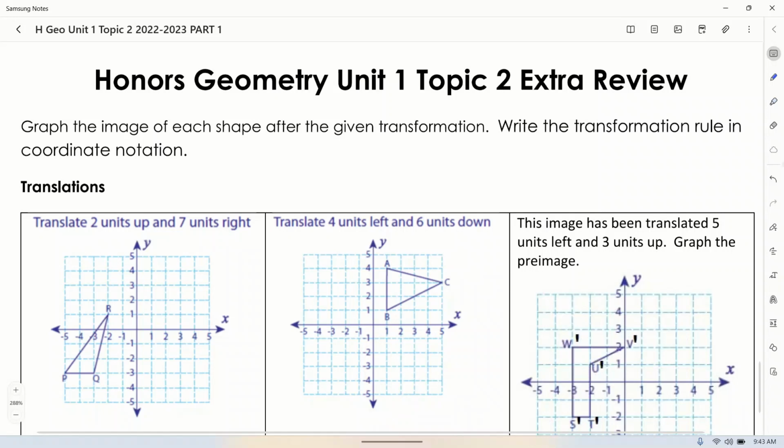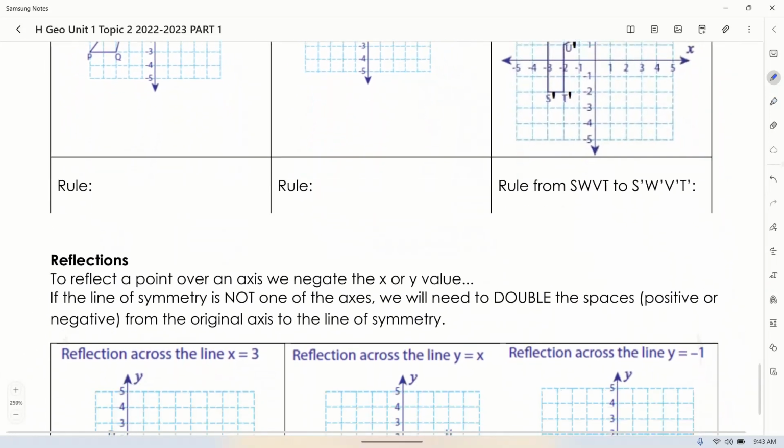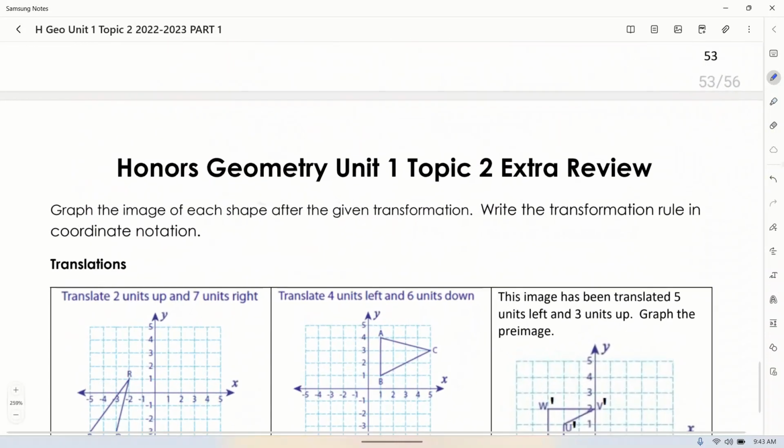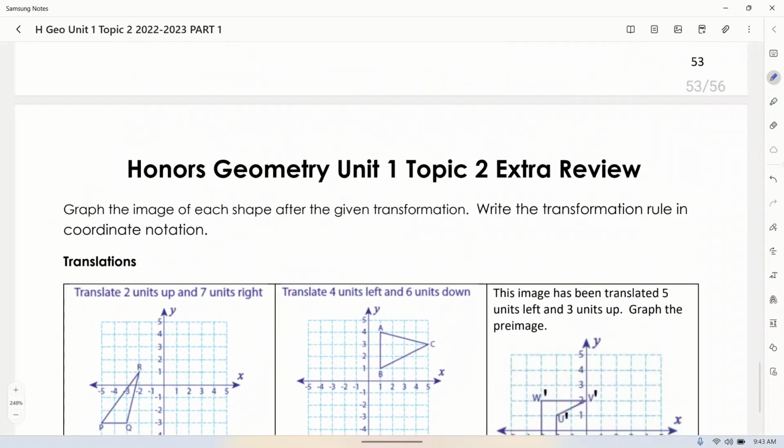Okay, so today we're going to look at topic two's extra review. That's on page 54 and 55. What you'll notice is that we have translations, and then we have reflections across x equals 3, y equals x, and y equals -1. Before we get moving, I want to talk about the rule for reflections.